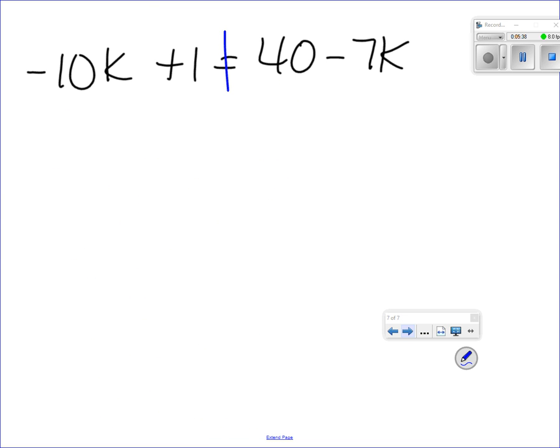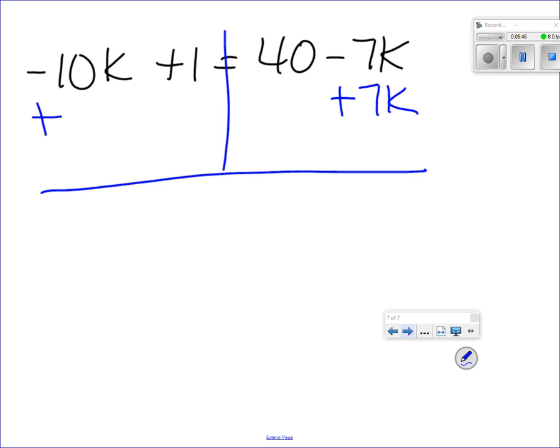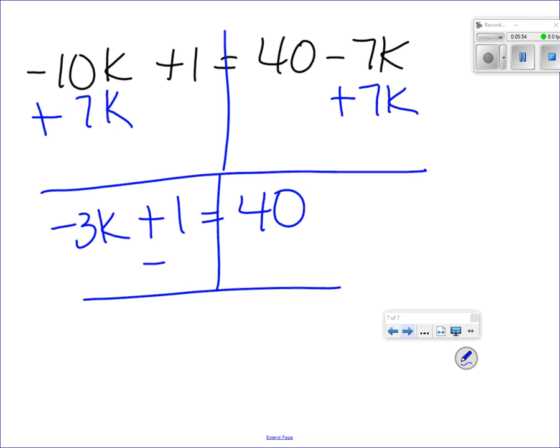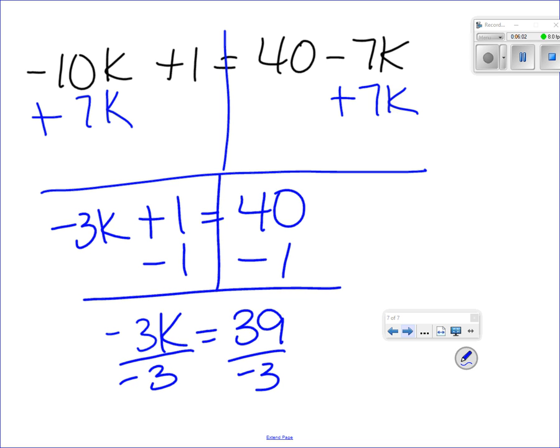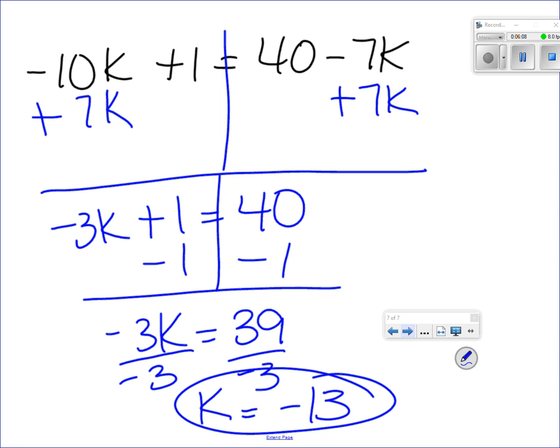Last one from the front of your worksheet. Go ahead and pause the video if you haven't done this one yet and do it. Add 7k plus 7k, negative 3k plus 1 equals 40. Go ahead and subtract 1 from both sides. Negative 3k equals 39. Divide by negative 3. And I get k equals negative 13. Okay, once again, you can plug in at the top and see if you get the same answer on both sides of your equation.